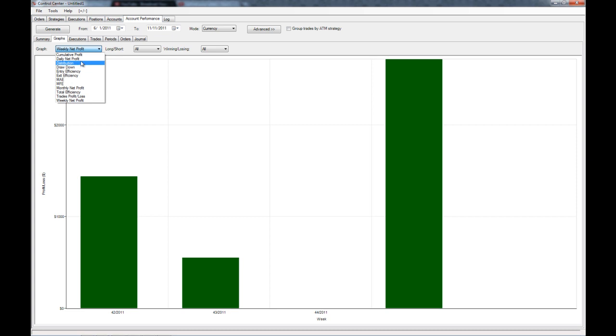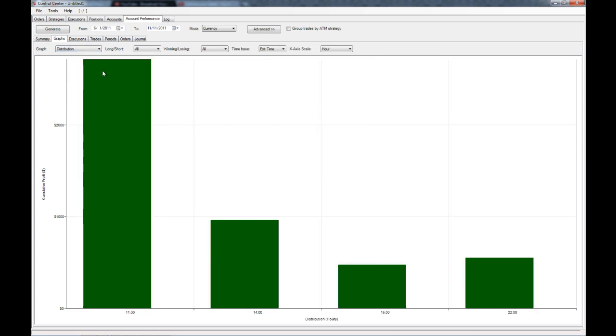And then I have my distribution, which shows what times of the day I make the most money, which is great for finding out when you might not want to trade. Looks like I make most of mine around 11, according to this.